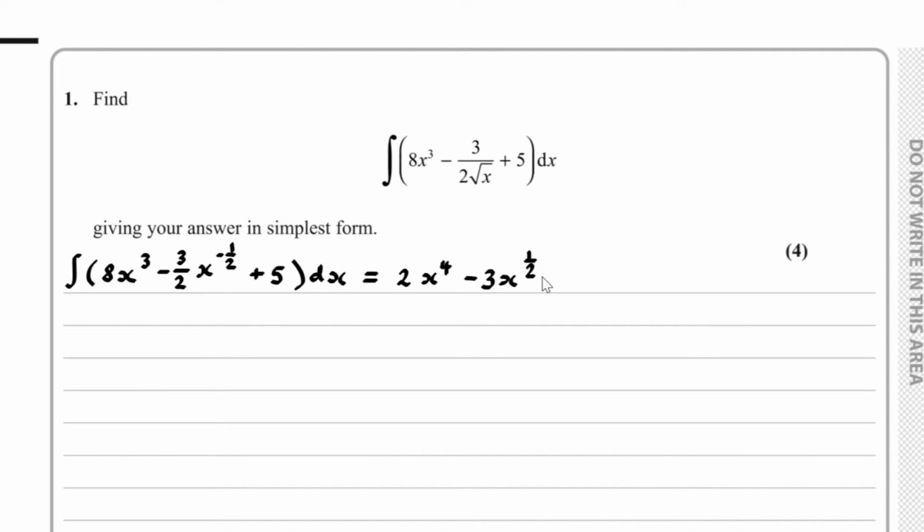And then if we integrate 5, 5 is the same as 5x to the power of 0. And so, if we were to integrate 5, we end up with 5x. And then we add on a constant of integration, plus c. So integrating 8x cubed subtract 3 over 2 times the square root of x plus 5, we end up with 2x to the 4 subtract 3x to the half plus 5x plus c.